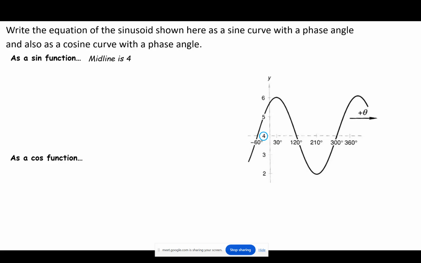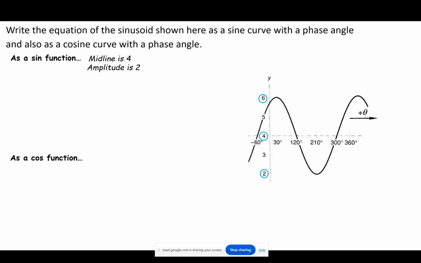And first of all, the midline is 4. That's the midline is y equals 4. That's going right through the middle. And then we know that it goes up to 6 and down to 2. So the amplitude is going to be 2. From 4 to 6 is 2. From 4 to 2 is 2.